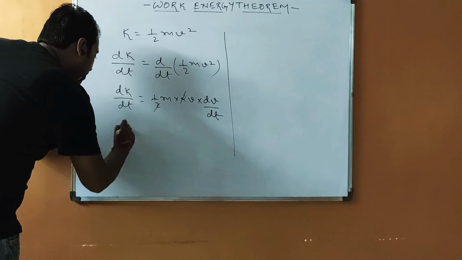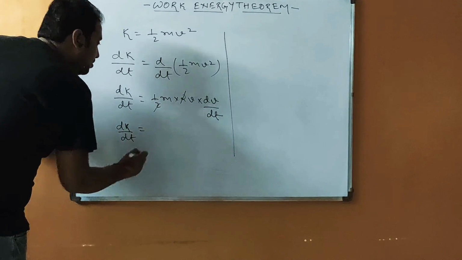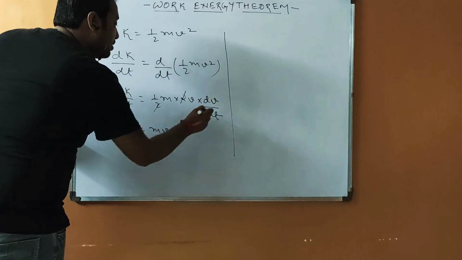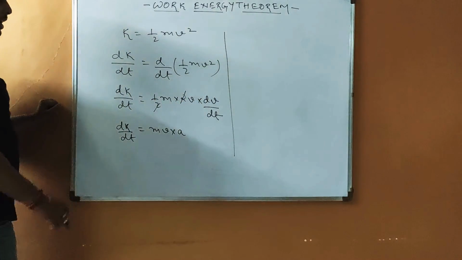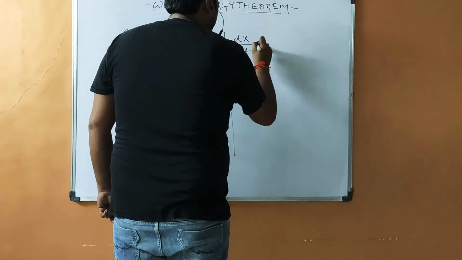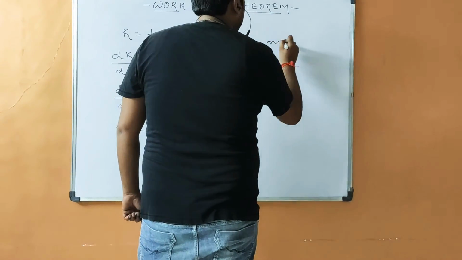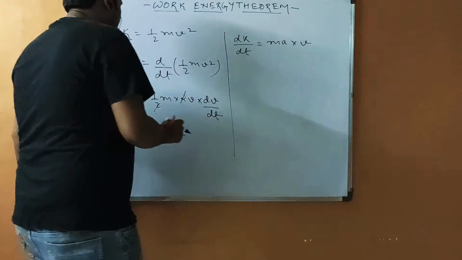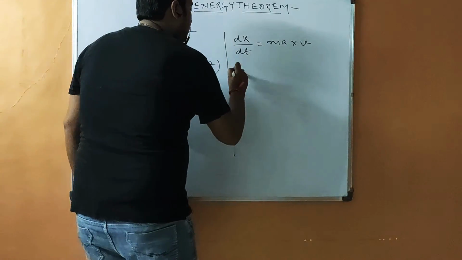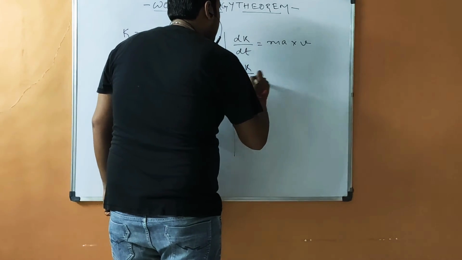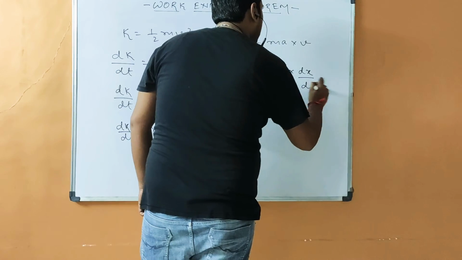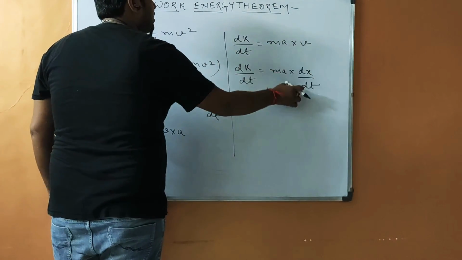Now let's do it like this. dK by dt is equal to, the 2 and 2 get cancelled, m into v into dv by dt, which we can write as a. Now coming to the next part, I am just rearranging it. dK by dt is equal to m into a into v. Now dK by dt can be written as m into a into dx by dt. If you remember, the velocity can be written as dx by dt.